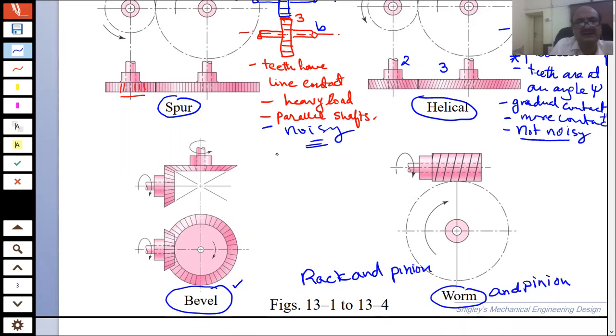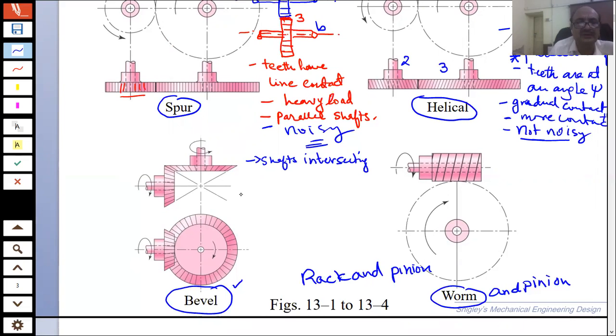Now then we have another type of gear which is called the bevel gears. Bevel gears are generally used for power transmission between shafts that are intersecting each other, or the axes of the shafts are intersecting with each other.